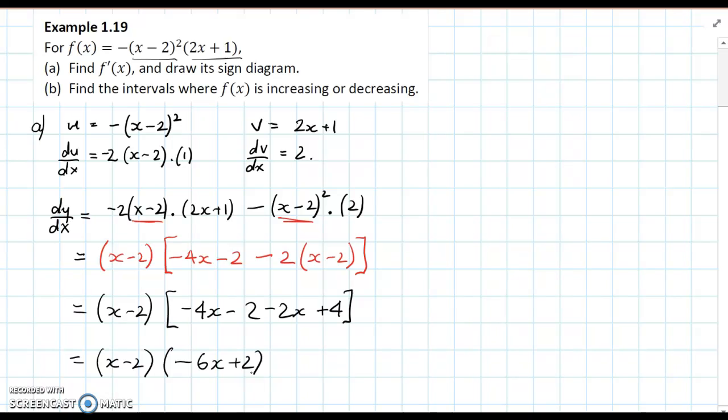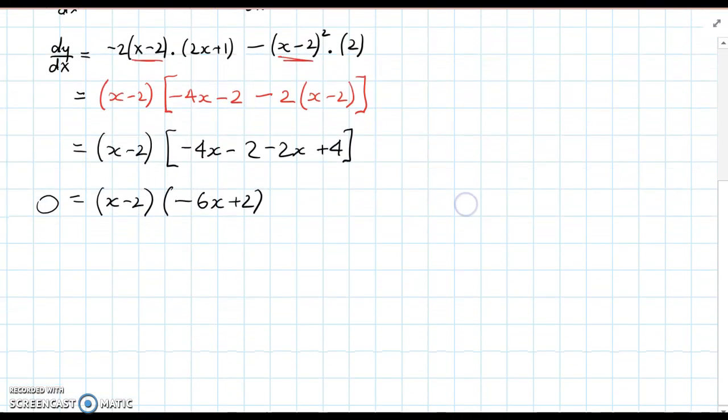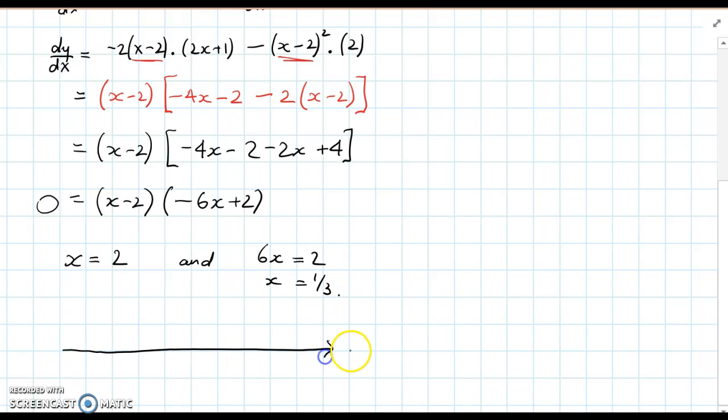So now we equate that to 0, and using the null factor law, it will give us our two x-intercepts, x equals 2 and 6x equals 2. So we have our two x-intercepts. They're going to be the key values that go into our sign diagram. So again, trying to come up with a reasonable scale.